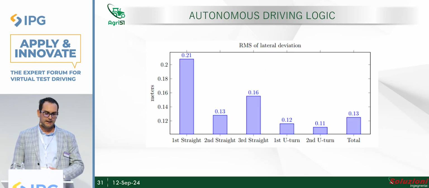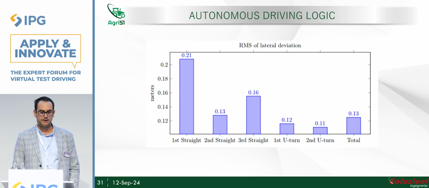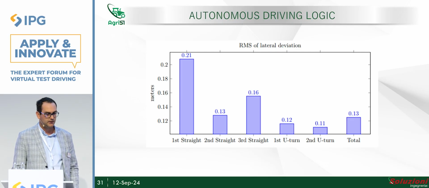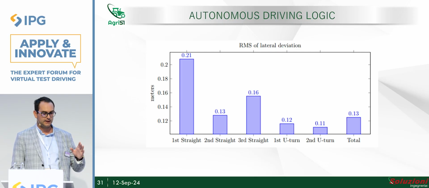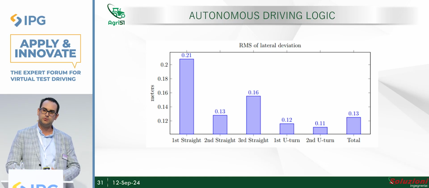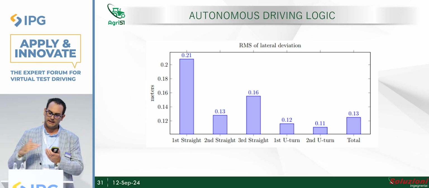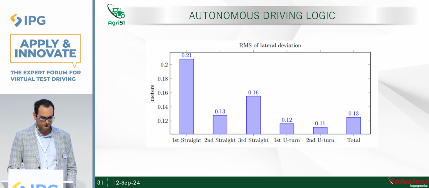Just to have a summary index, the RMS of the lateral error of the trajectory is reported in this graph. We can see the numbers, and we can see that, for example, in the first row, we have a higher error that is due to that entering phase that we saw before.